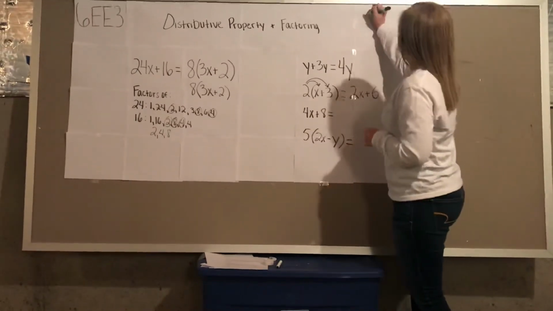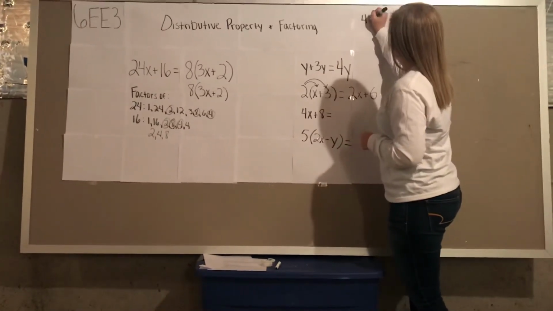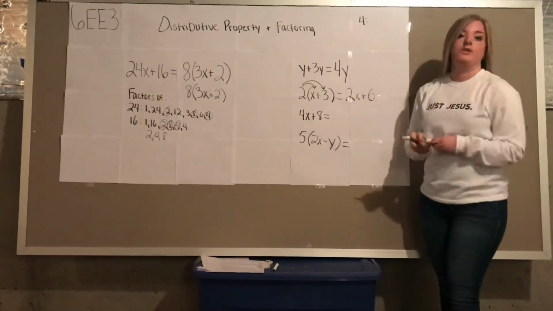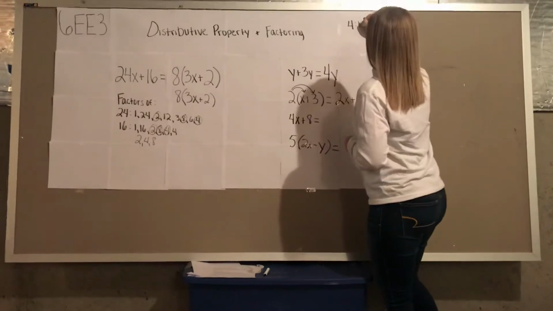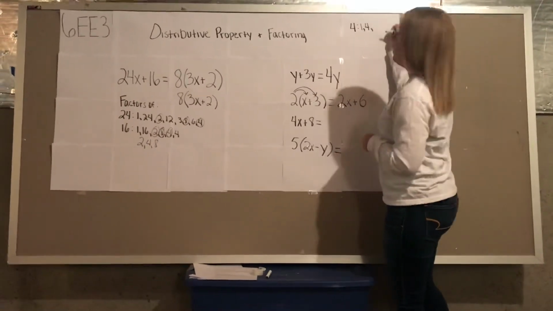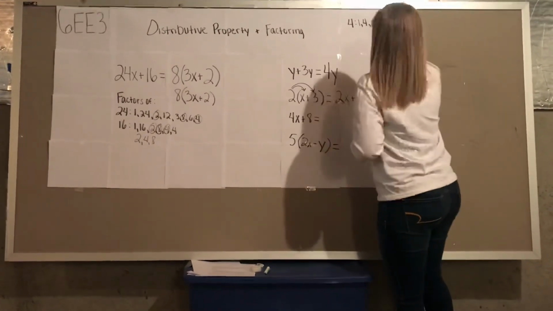So we list our factors of 4. What can you multiply together to get 4? 1 and 4. So 1 and 4 would be our first pair. And then there's one more: 2 and 2.